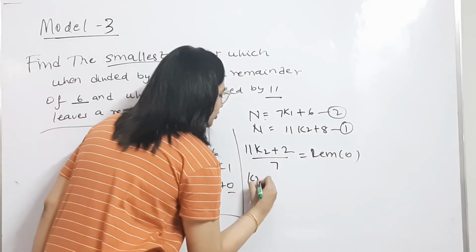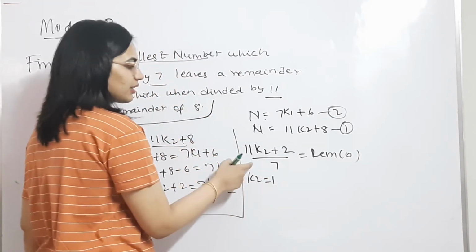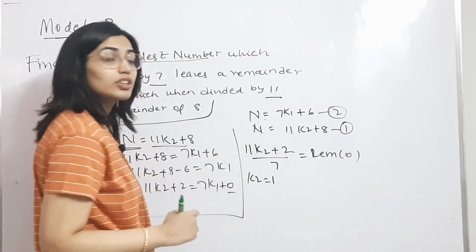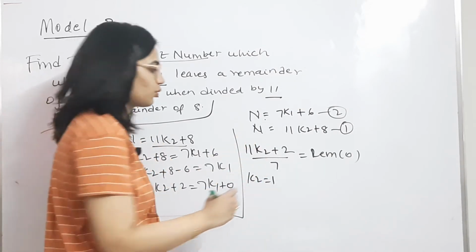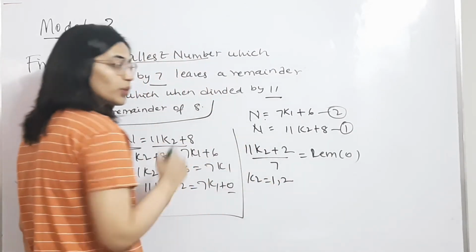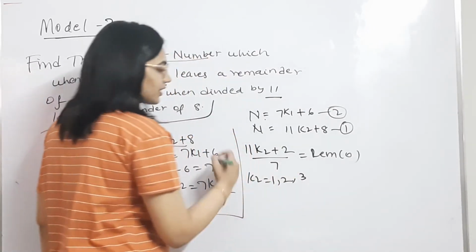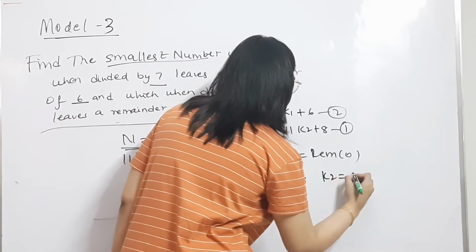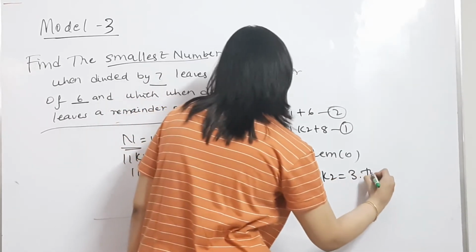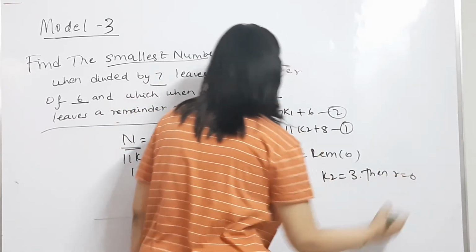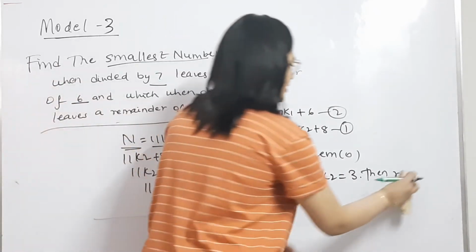Substitute k2 values. When it is 1, what do you get? You get 13. Is 13 divisible by 7? No. What about 2? 22 plus 2, 24. Is 24 divisible by 7? No. What about 3? 33 plus 2. So, if k2 is 3, then the remainder will be 0. Am I right? Yes.